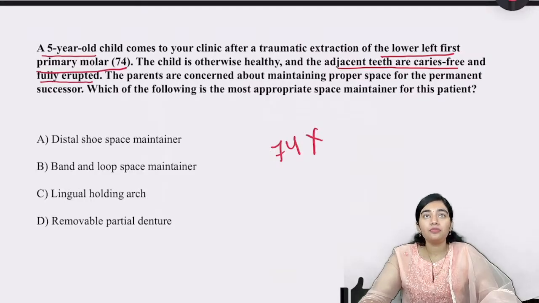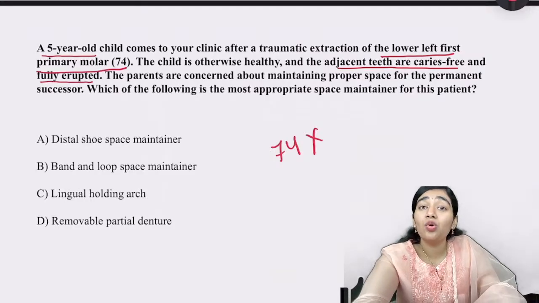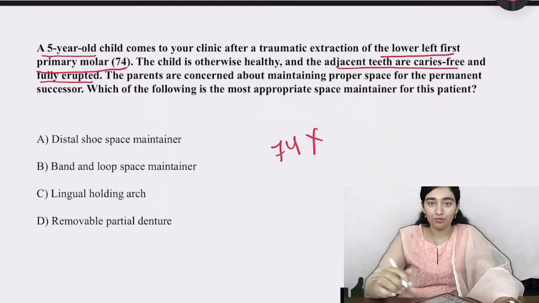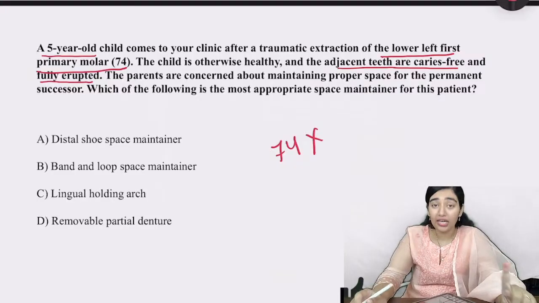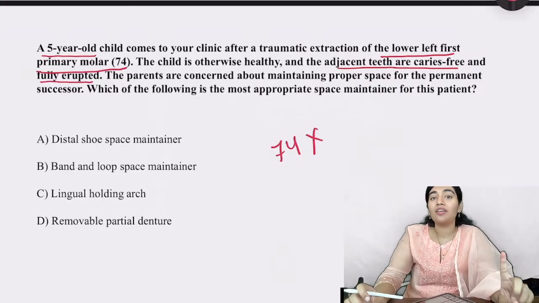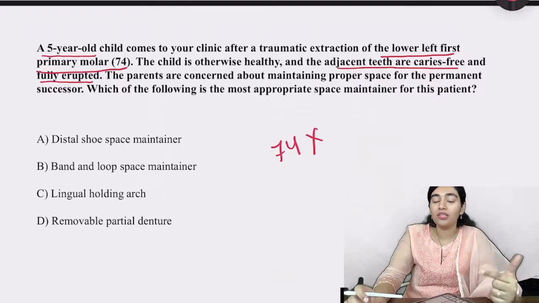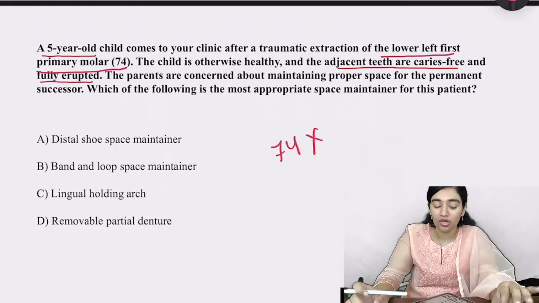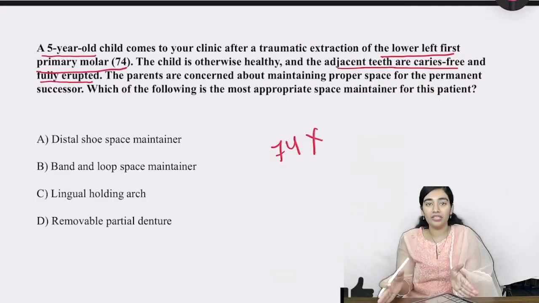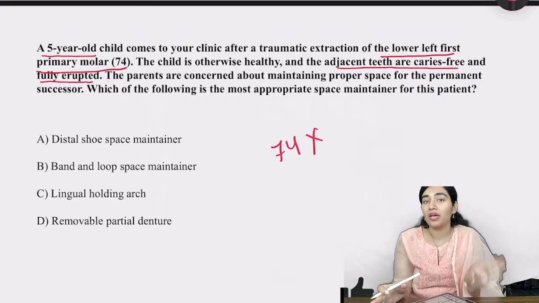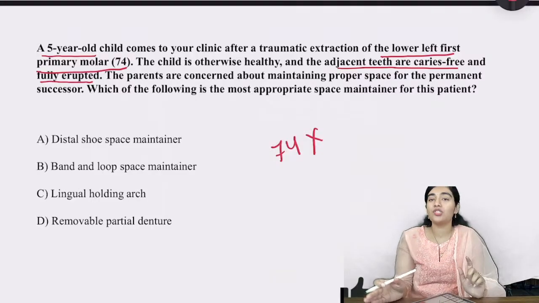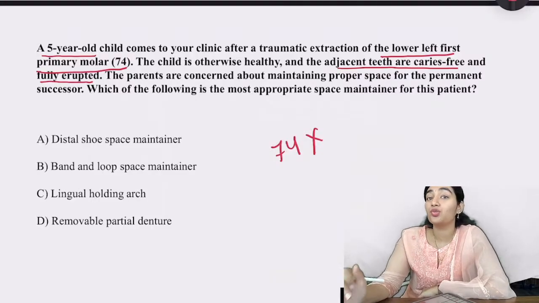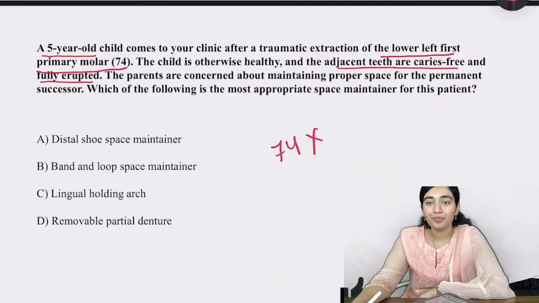Then the parents are more concerned about maintaining the space. That's what they have told. Keeping all this in mind, we have the points: the age of the child, how many teeth are lost, and which arch, is it maxilla or mandible? They have clearly mentioned it's mandible. Then how are the abutment teeth? These are the points we need to keep in mind. Based on these points, you need to answer which space maintainer we need to give to this particular patient. So guys, come on, answer me.